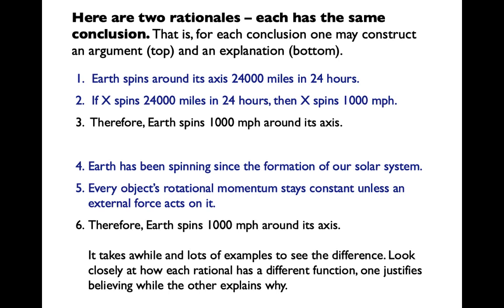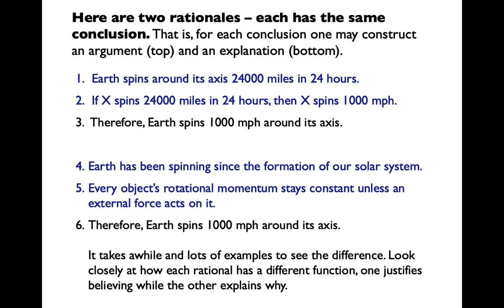Here I'm unpacking the parts of each rationale to expose the principles which connect statements about observations with conclusions that either justify belief or explain. We want to justify believing Earth spins 1,000 miles per hour around its axis, approximately. We also want to explain it. Well, Earth spins around its axis 24,000 miles in 24 hours. It completes 1 revolution in 24 hours. If X spins 24,000 miles in 24 hours, then X spins 1,000 miles per hour. Mathematical principle. Therefore, Earth spins 1,000 miles per hour around its axis. That's a reason to believe.